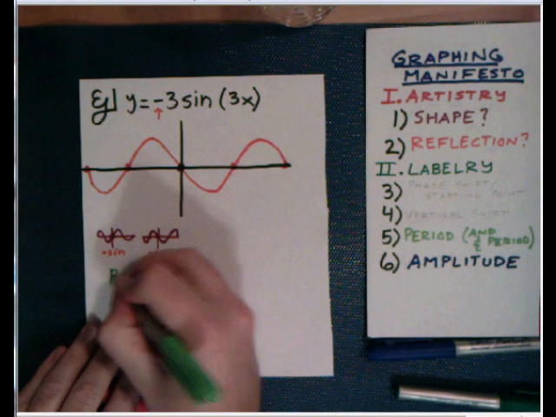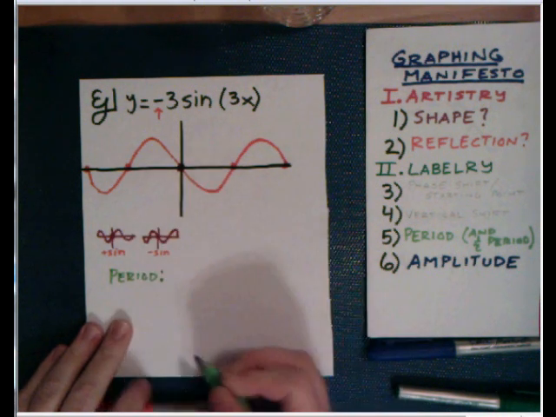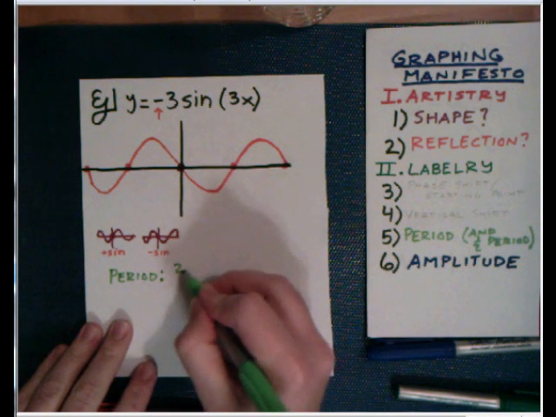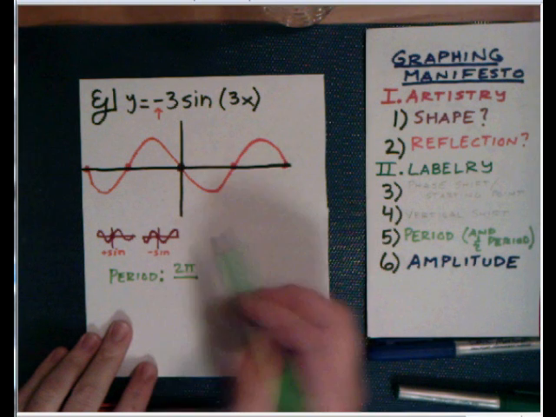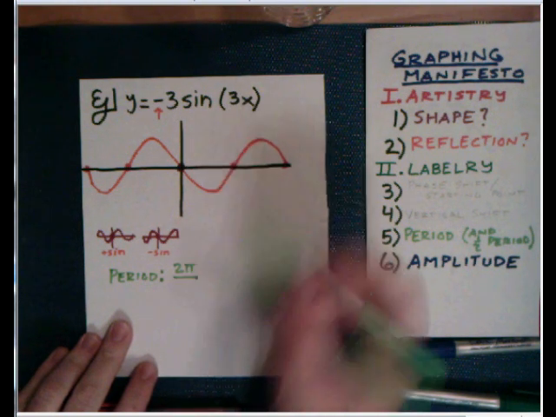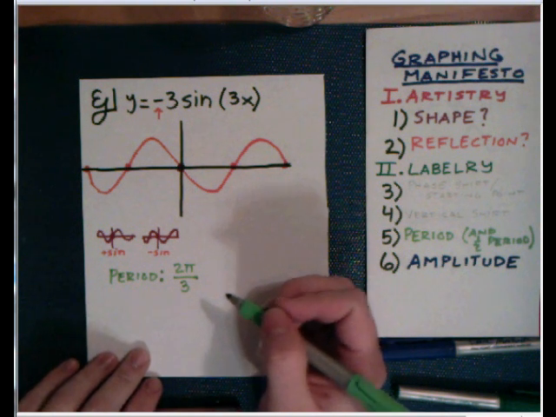So to find my period, we're going to take 2 pi, the period of a normal sine function, divided by b, whatever's in front of the x. In this case, what's in front is a 3. So we can divide 2 pi by 3, and that's going to be my period.